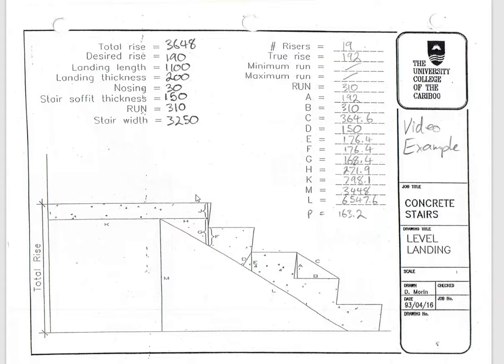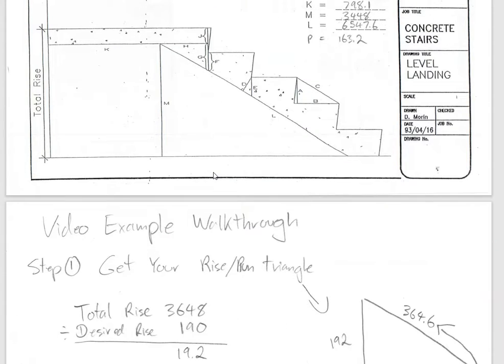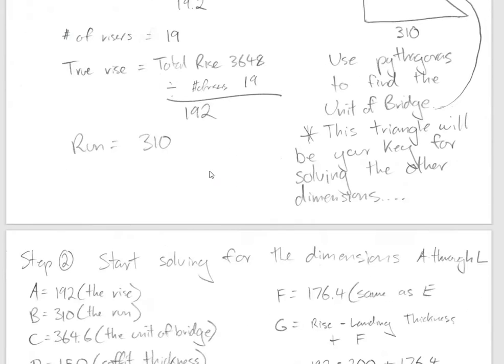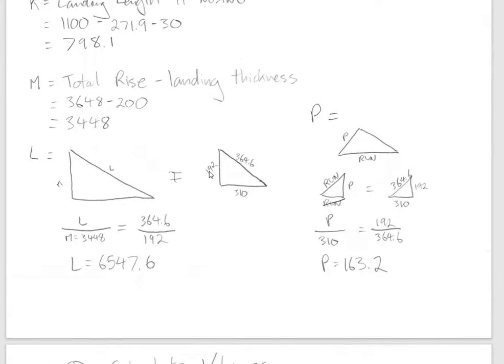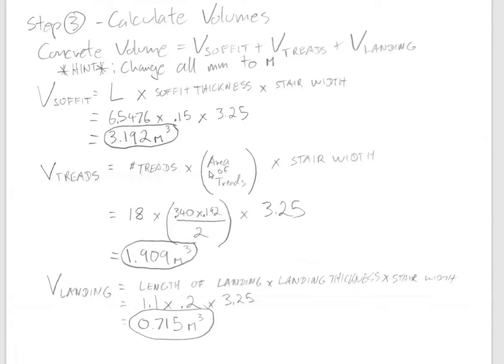So if this were spun around and we were looking straight on these stairs, we would see that our stairs are 3,250 millimeters. So now is the time to shift this all over into meters, and that's just done by moving that decimal point 3 spaces.